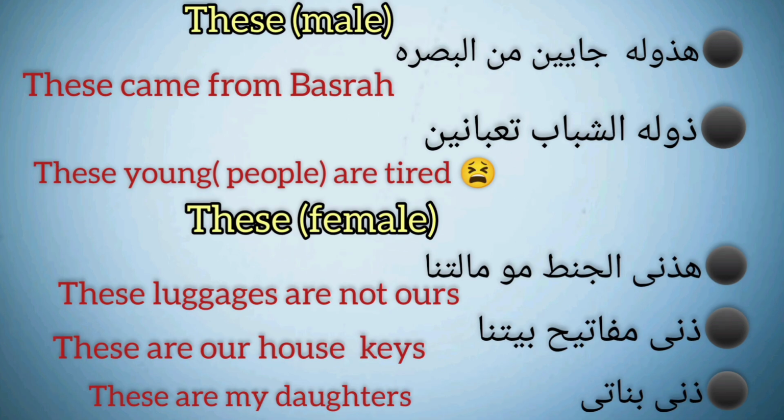And for plural masculine, جمع مذكر, we say هذول, these. هذول جايين من البصرة. These came from البصرة, or these people came from البصرة. There are actually two ways to say these: هذول and ذول. You can also say ذول الشباب تعبانين. These young people are tired or exhausted.